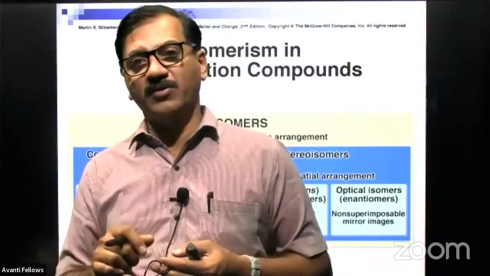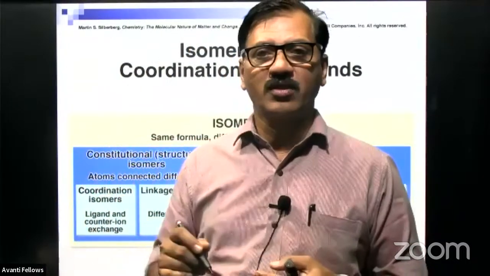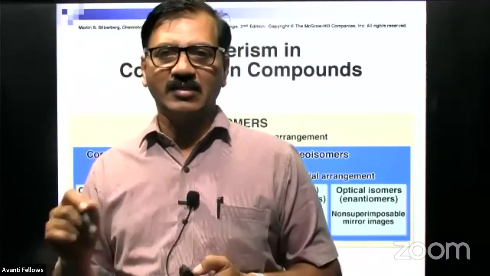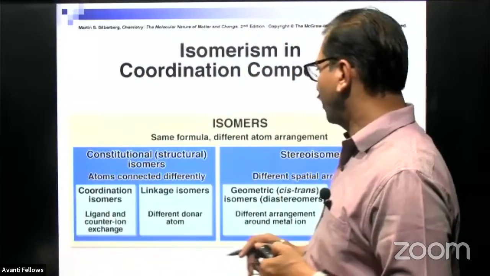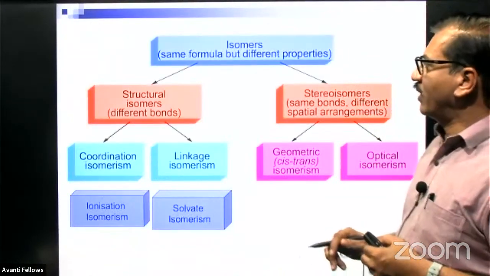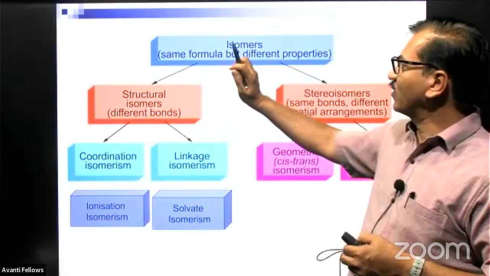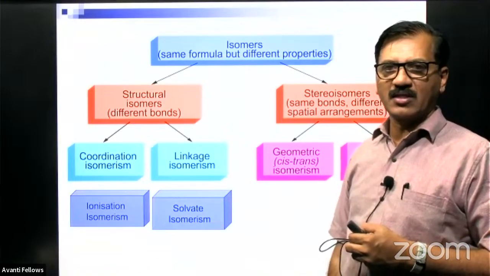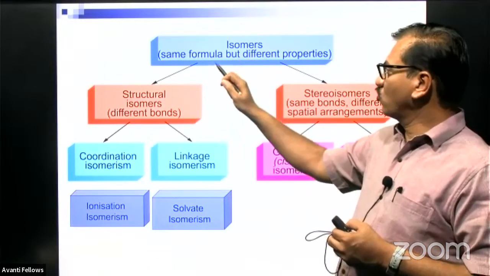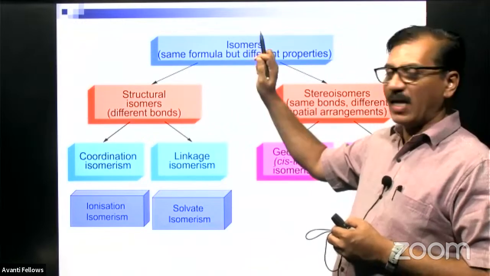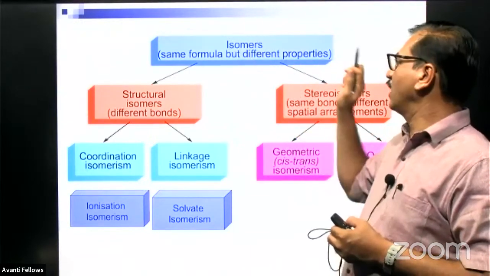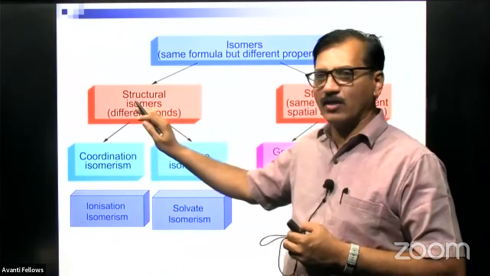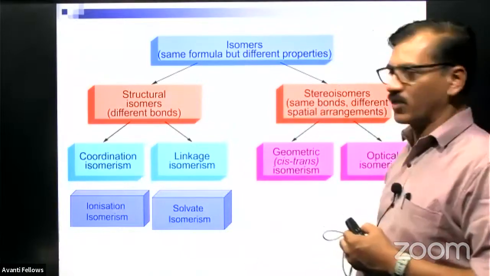Now, what about the isomers in coordination compounds? Yes, in coordination compounds also, different types of isomerism are possible. Isomers have the same formula but different properties. This is a generalized definition: isomers are those having the same formula or composition, but different properties. So broadly, they can be classified as structural isomers or stereoisomers.